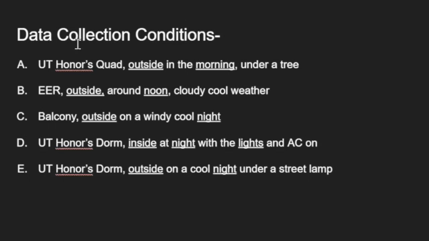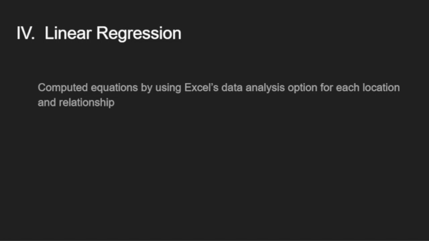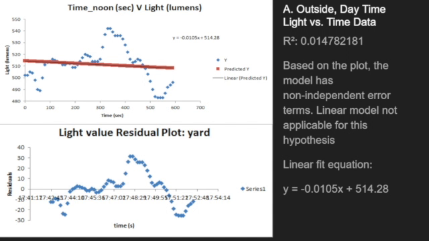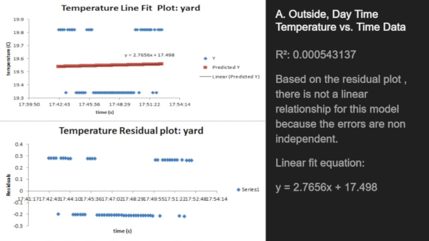Our data collection conditions: one is UT's undersquad ER, balcony outside of a condo, and inside and outside of UT understore. Linear regression: we use Excel data analysis. Additionally, the yard for daytime light versus time data. We see that the model has non-independent errors. Linear model is not applicable for this hypothesis. The temperature has a very low R-square value. Based on the residual plot, there is not a linear relationship for this model because the errors are non-independent.